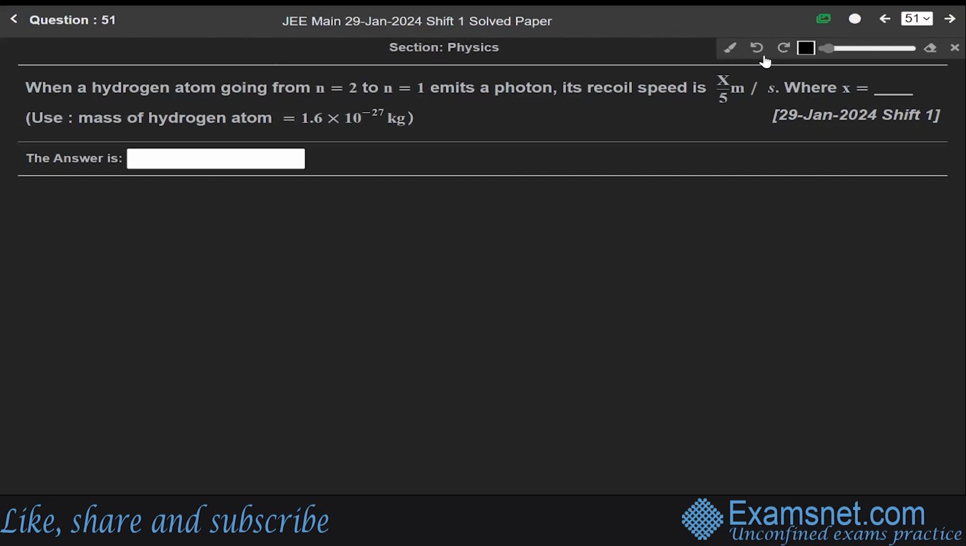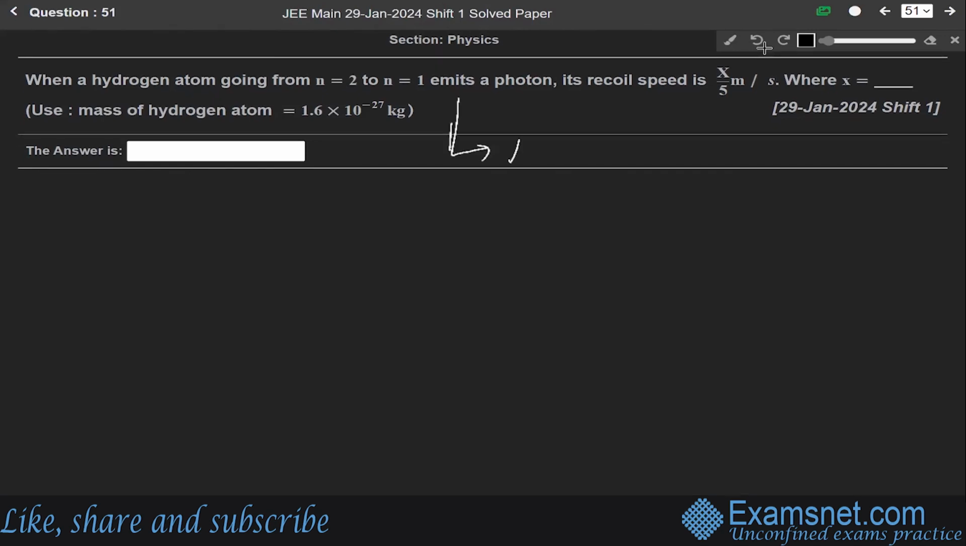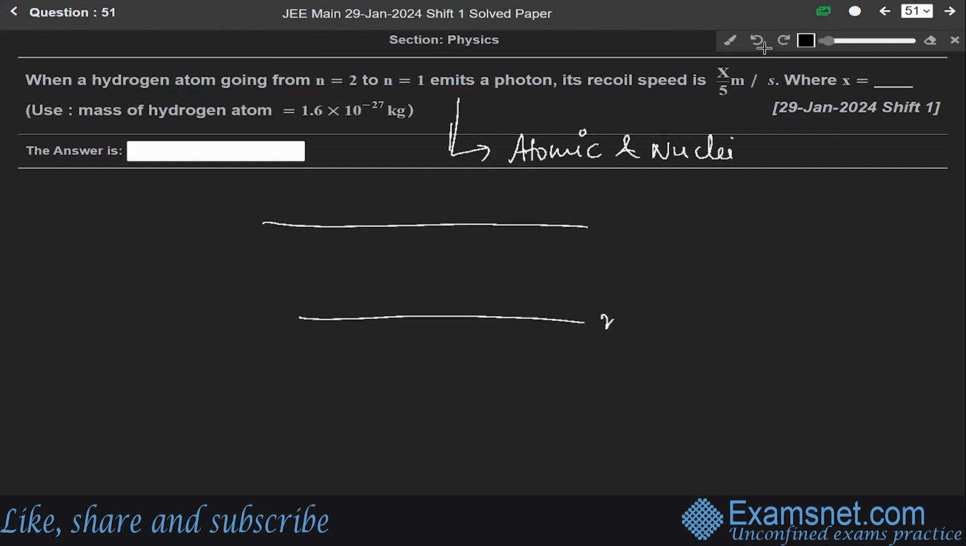Now our next question, question number 51. This question says that when a hydrogen atom going from n equals 2 to n equals 1 emits a photon, its recoil speed is x by 5 meter per second. We have to find the value of x. So students, this question is from the chapter of Atomic and Nuclei Physics. According to this question, these are two energy levels. n equals 1 corresponds to energy E equals minus 13.6 electron volt, and n equals 2 corresponds to energy E equals minus 3.4 electron volt. We have to find the recoil speed.